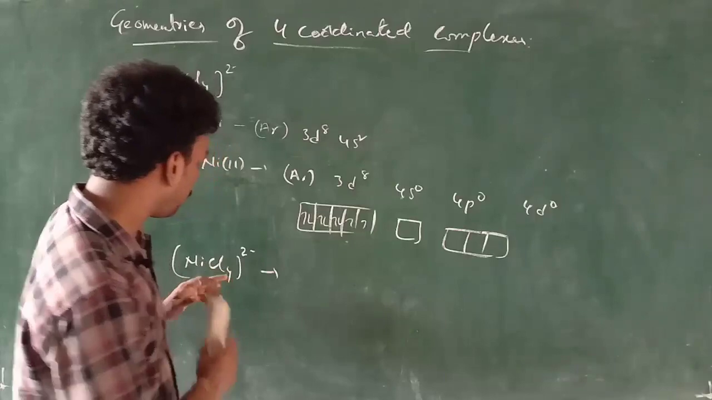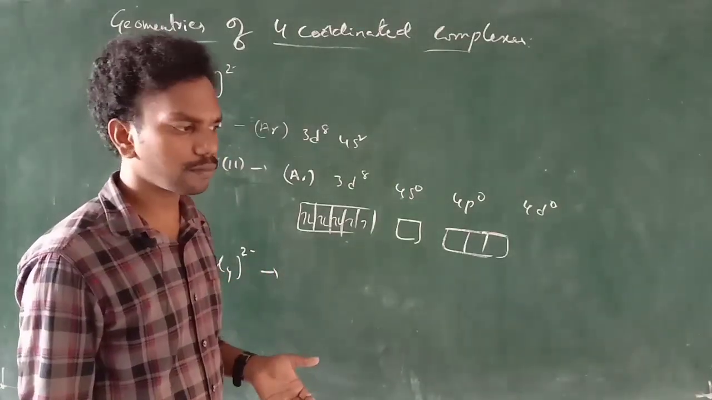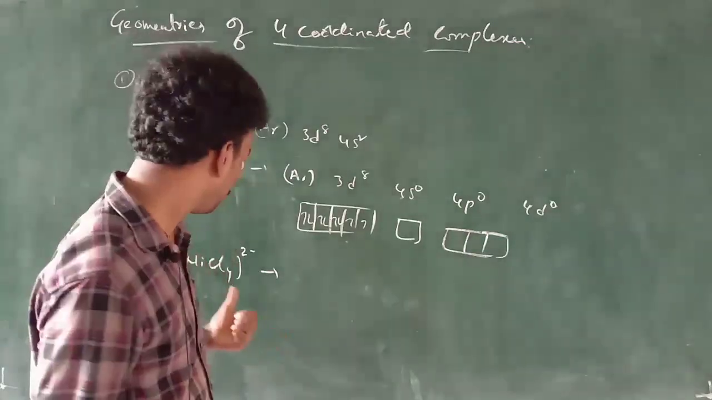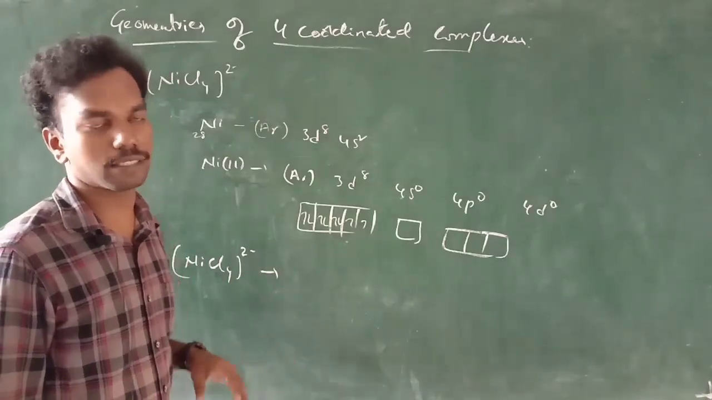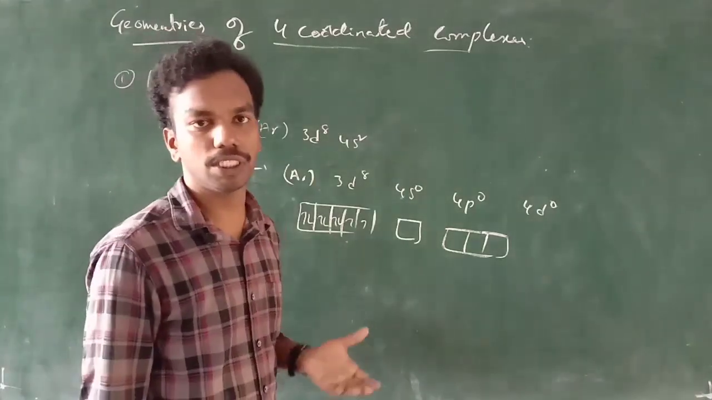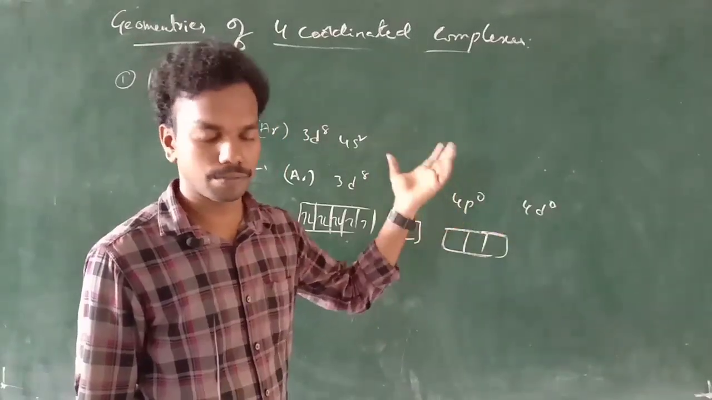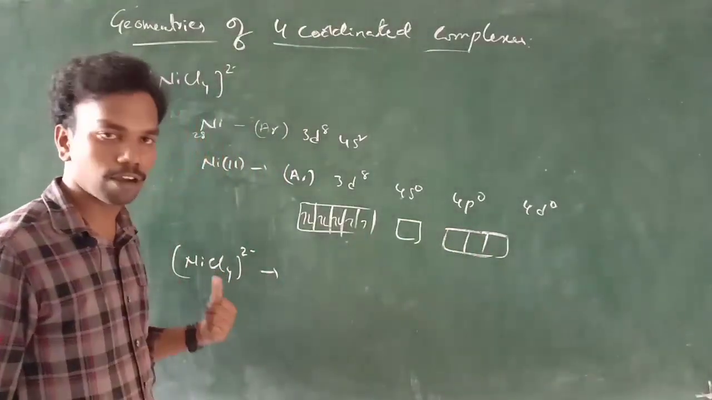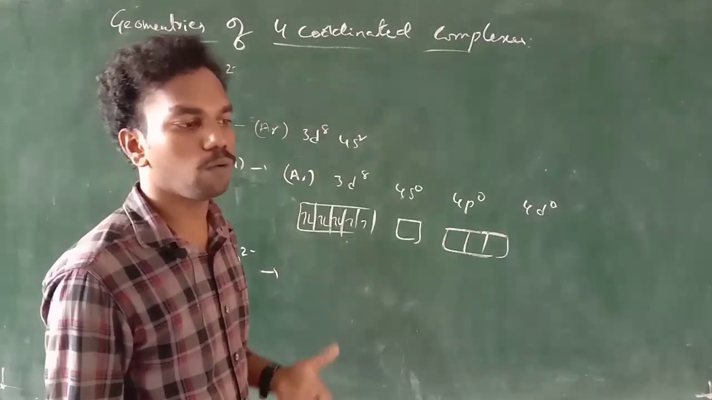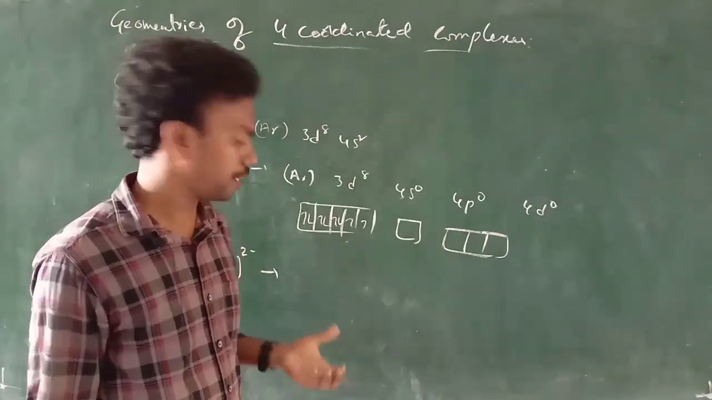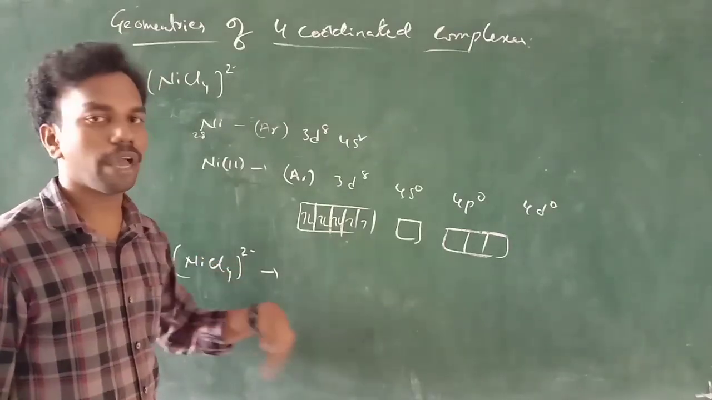Now one more thing: chlorine is a weak field ligand. In the previous lecture I told you that ligands are classified into strong ligands and weak ligands. Examples of strong ligands are carbonyl, CO, cyanide, NO2 minus. Chlorine, halogen atoms, water molecules, Cl minus, F minus, Br minus, OH minus, H2O, and NH3 are all weak ligands. Weak ligands follow Hund's rule.